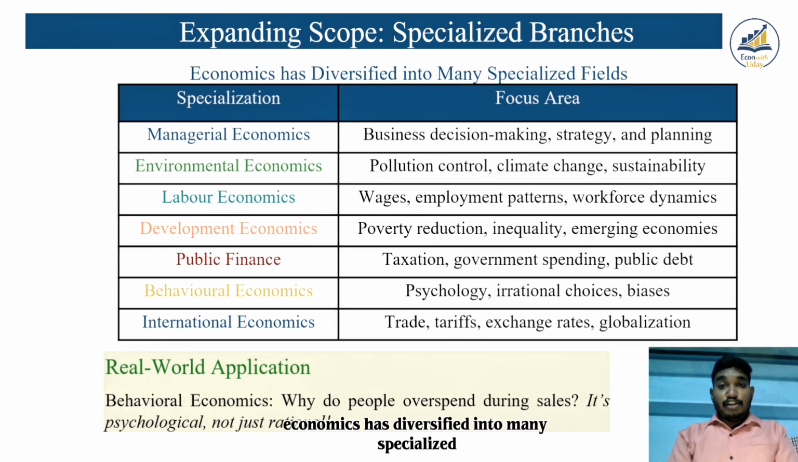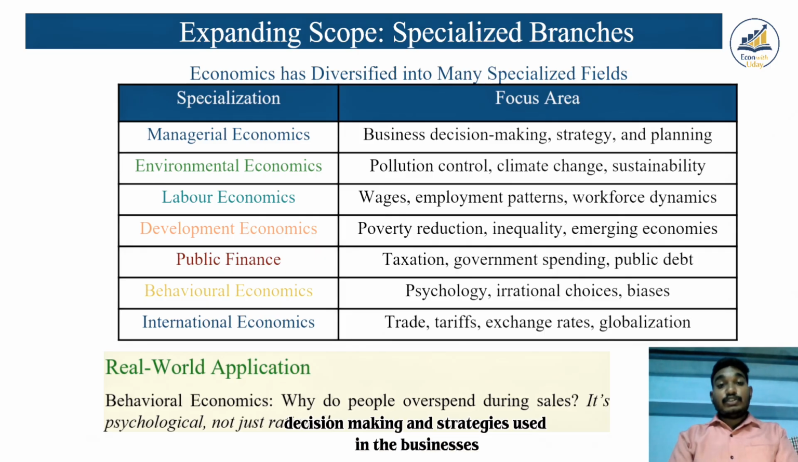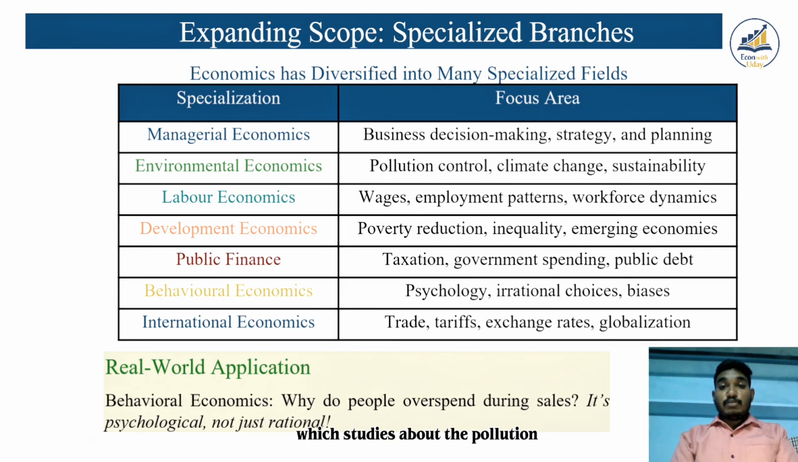Economics has diversified into many specialized branches. Let me share the most important ones. Managerial economics studies business decision making and strategies used in businesses. Environmental economics studies pollution, controlling pollution, climate change, and sustainability. Labor economics studies the value of labor, employment, and workforce dynamics. Development economics studies poverty reduction, inequalities, and emerging economies.